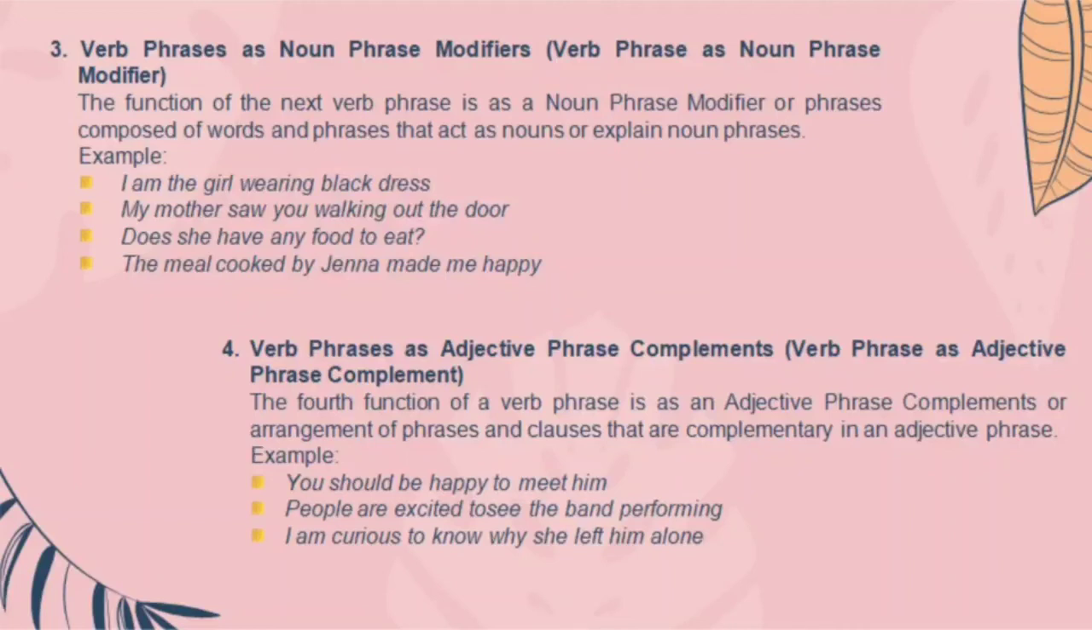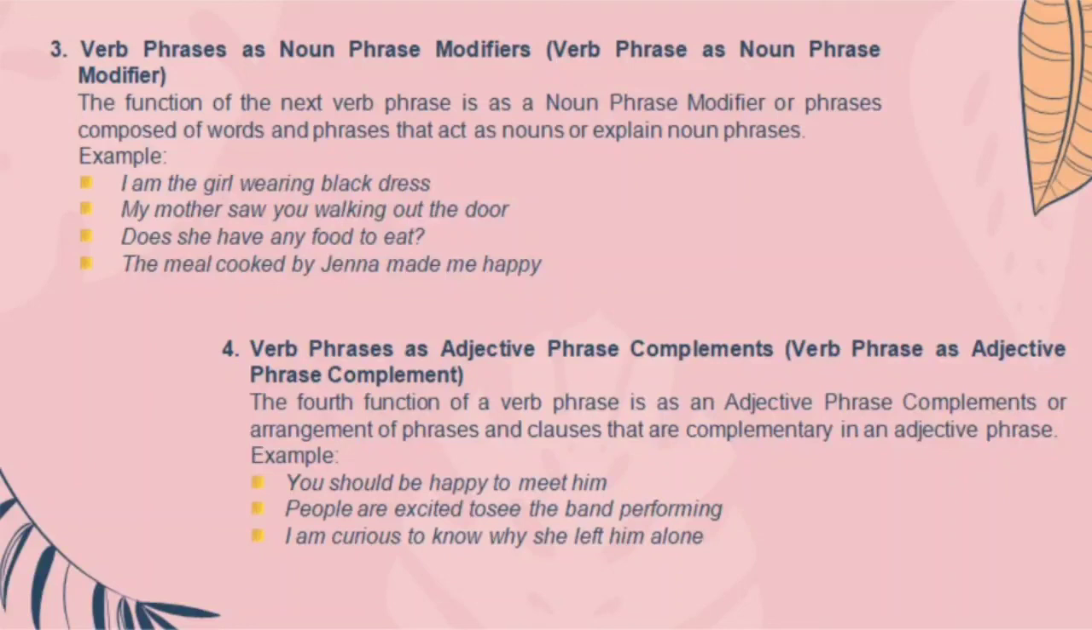The third is verb phrases as noun phrase modifiers. The function of the next verb phrase is as a noun phrase modifier, or phrases composed of words and phrases that act as nouns or explain noun phrases. For example, I am the girl wearing a black dress. My mother saw you walking out the door. Does she have any food to eat? The meal cooked by Jenna made me happy.